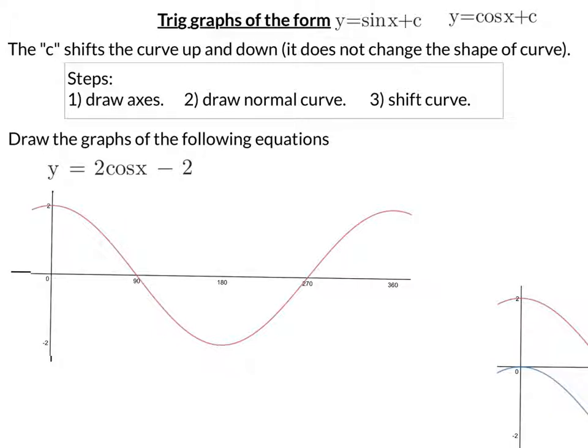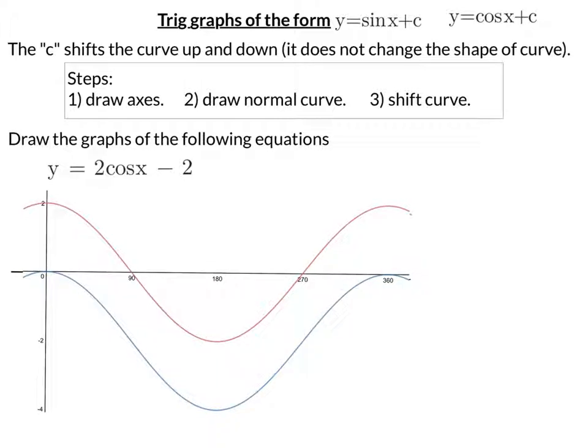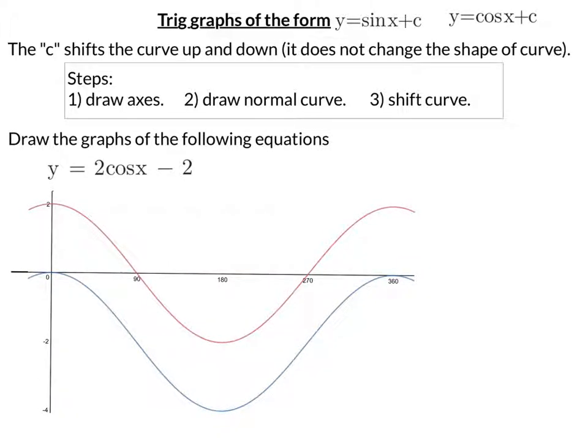So while it used to go between 2 at its highest to -2, it's now going to go between 0, that's 2 less, and -4. And every point is going to reduce by 2. So where it normally crosses the x-axis at 90 and 270, they're now going to move down to -2. Okay, so as you can see here, was 2 and now it's 0, was 0 at 90 and now it's -2.